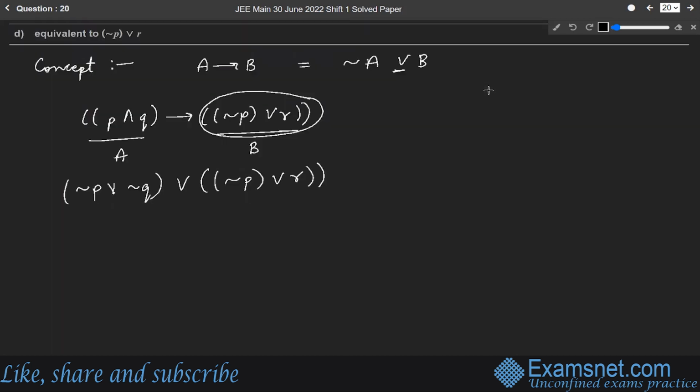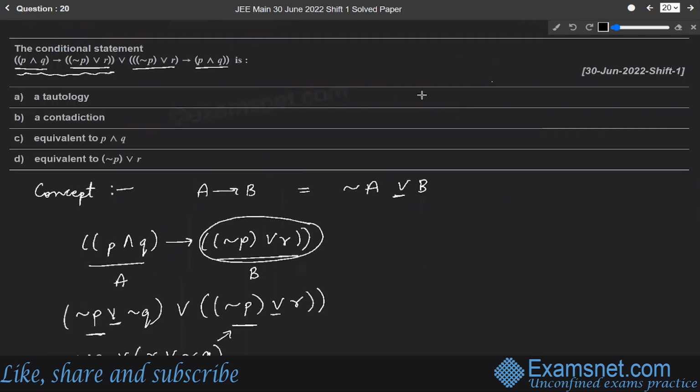Now you can see that here negation of P is common in both the cases. Negation of P is here with negation of Q and here negation of P is with R, right? So we can take negation of P common, then we have or sign. So or, then what are the remaining terms? Negation of Q and R. So basically they are in union. So we write R or negation of Q. So this is the value of the first part.